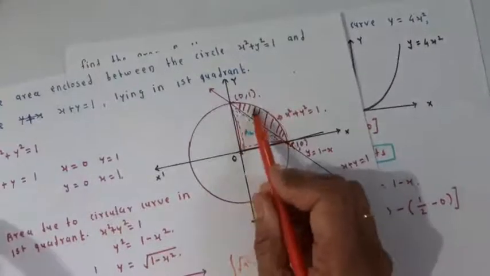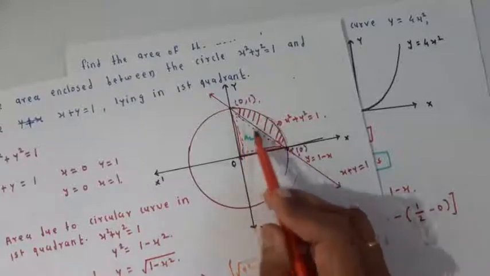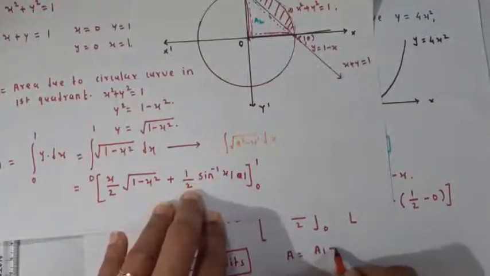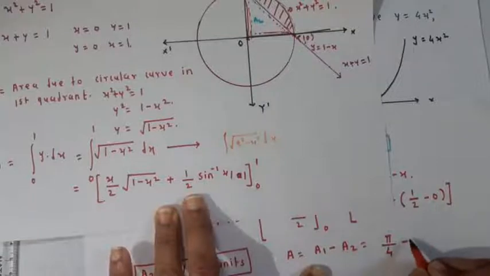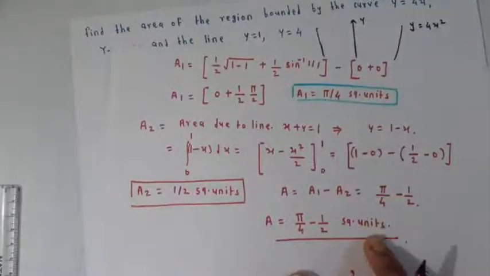So the area between the circular curve and this triangular curve is the area due to the circular curve minus the area due to the triangular curve. The area A equals A1 minus A2. A1 is pi by 4, minus A2 which is 1 by 2, and the required area A equals pi by 4 minus 1 by 2 square units. This is the required area.